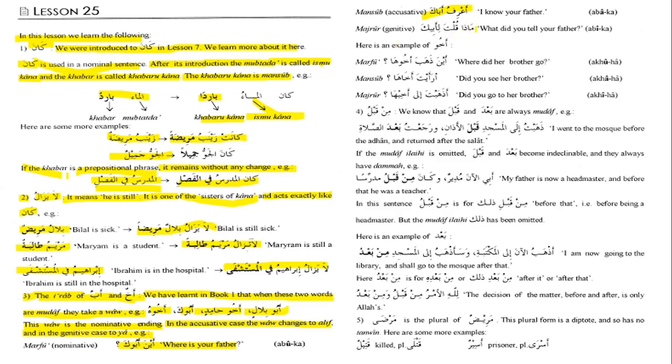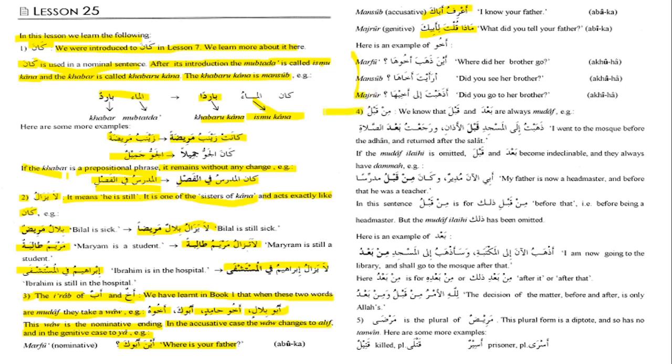And then when it is majrur, for example, maza kulta li abika. Now it's not only a kasra on the ba, there's a ya after the kasra, and the ya is the sign of this jar. Maza kulta li abika. What did you tell your father? And the same thing for akhu and the other 3 nouns that we'll soon learn, inshallah.